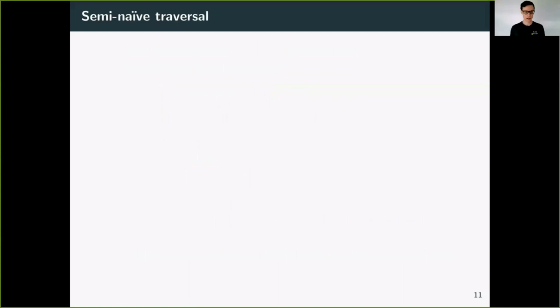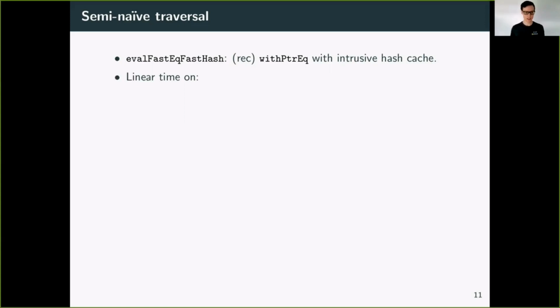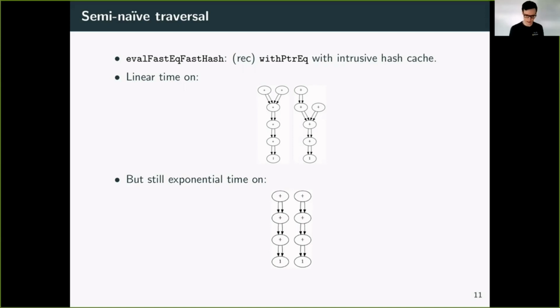Now, the semi-naive traversal, we call eval fast eq fast hash, which is to use the recursive with pointer eq test for the equality, and to also cache using the constant time intrusive hash and a hash map. Now, this is already linear time on this example, strictly because of the recursive with pointer eq. And because of the intrusive hash cache, it's also linear time on this example in expectation, because with high probability, the hashes are going to be different. And in the small chance that they're the same, they're very unlikely to be the same again for the children and so on. But this semi-naive algorithm is still exponential time on this example, where we have two structurally equal terms that are pointer disjoint.